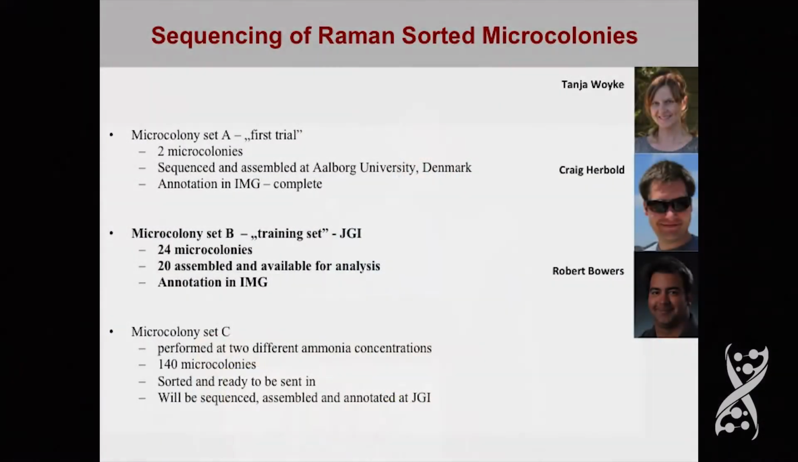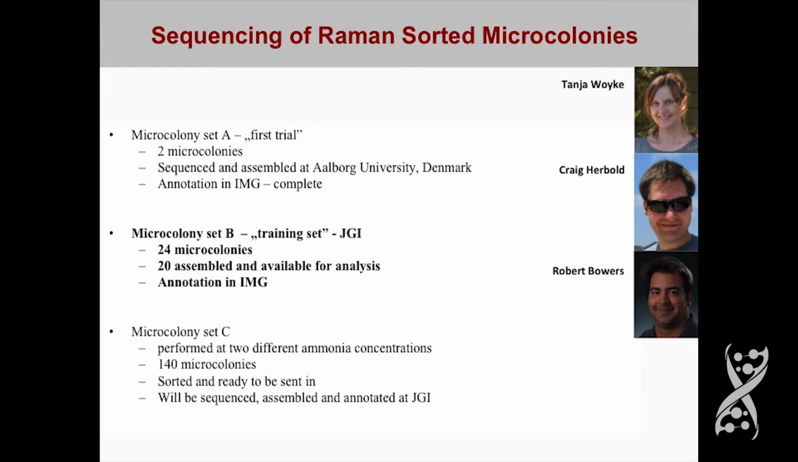Where did we get so far? After the first trials of this development on 2 microcolonies, we really gained some confidence in the method. So we did a training set of 24 microcolonies that we have already sent to the JGI, and 20 of them assembled really nicely and are already available for analysis.